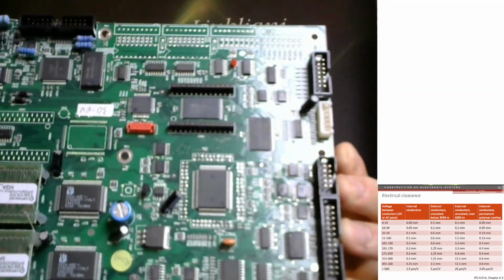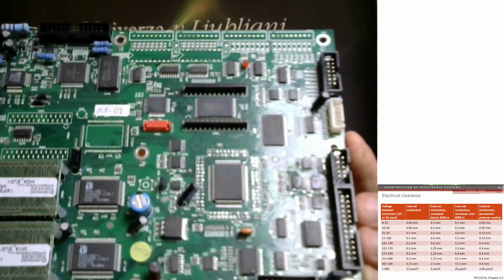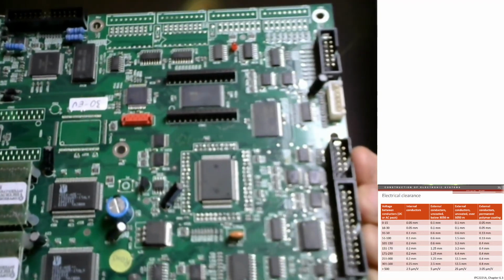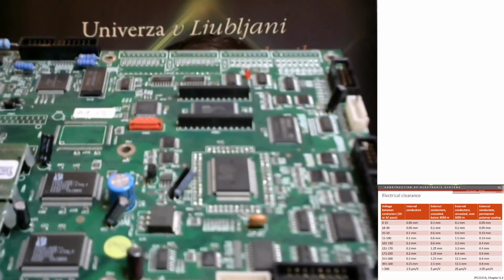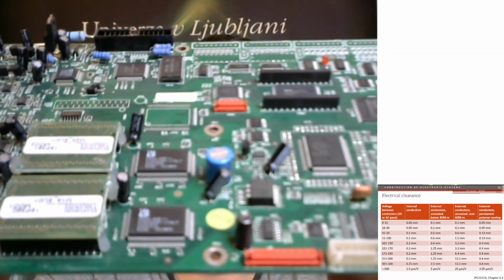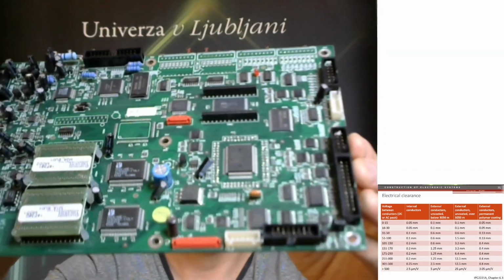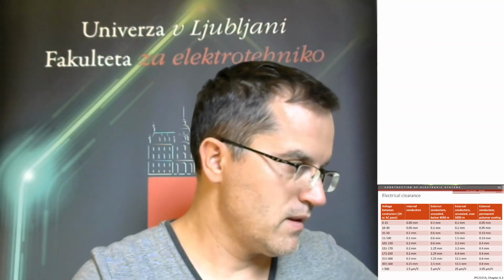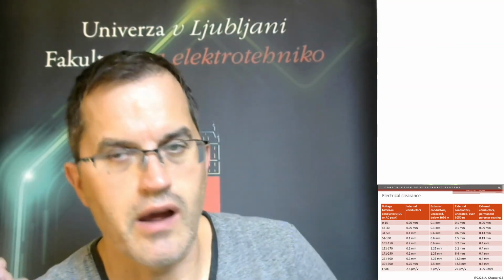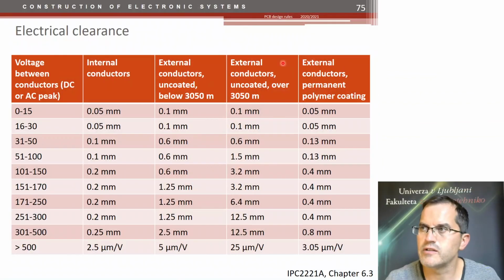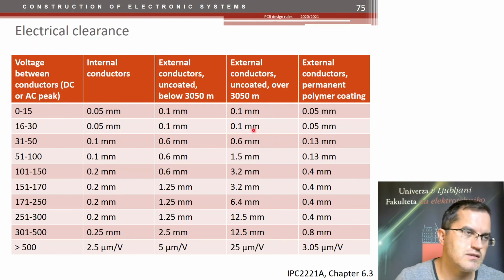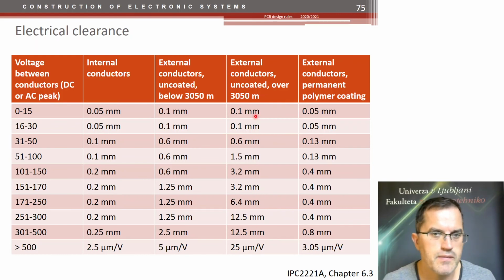So where is the problem of the distance between the tracks? Usually it's a problem next to the chip. The integrated circuits here, you see, all have very dense leads, very small pitch. And therefore these pins are uncoated and they are very close. So they fall into the category of external uncoated pins. So this PCB shouldn't be used above 3000 meters, for example, in this design.